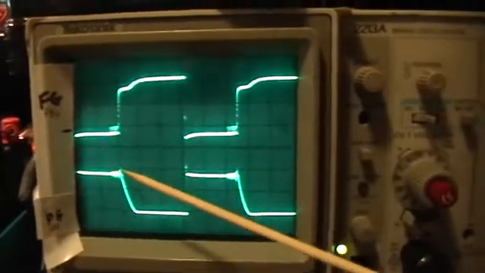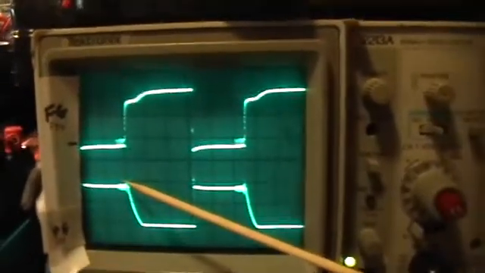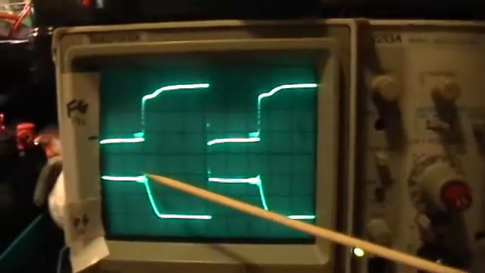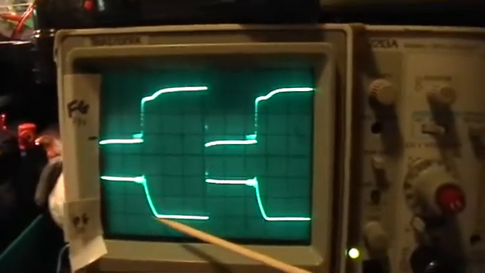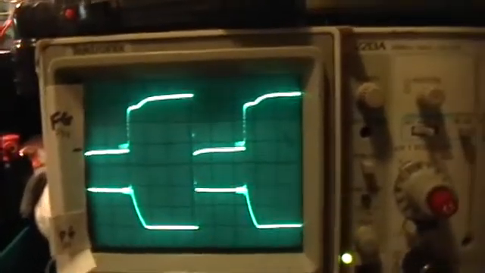This is battery voltage, and when you turn the MOSFET on, the load is now drawing power from the battery, so the battery voltage drops. Okay? That's where that's hooked up right there.